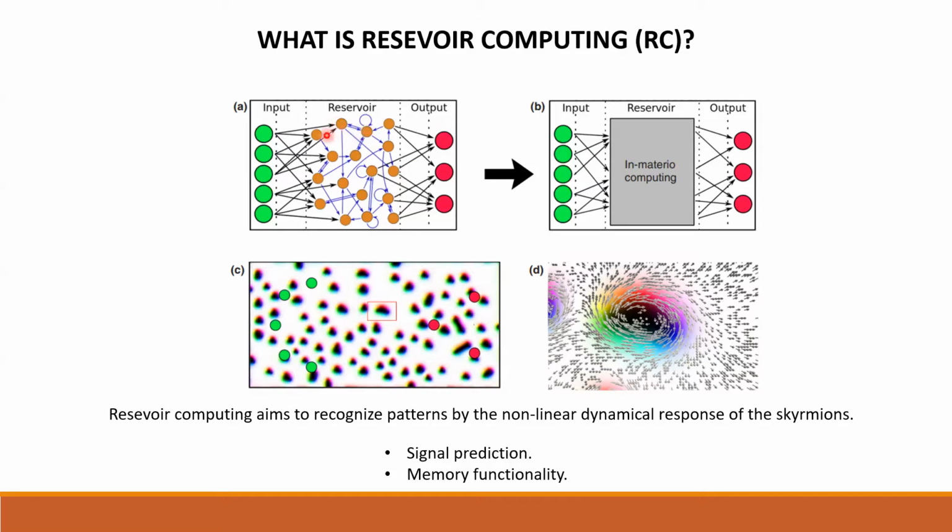On the other hand, a linear relationship between input and output is something that we don't want in reservoir computing, because we want to characterize input signals and classify them as zeros and ones, rather than the correct output characterization of the impulse function. In summary, reservoir computing aims to recognize patterns by the nonlinear dynamical response of the Skyrmions. And this feature enables applications such as signal prediction and memory functionality.